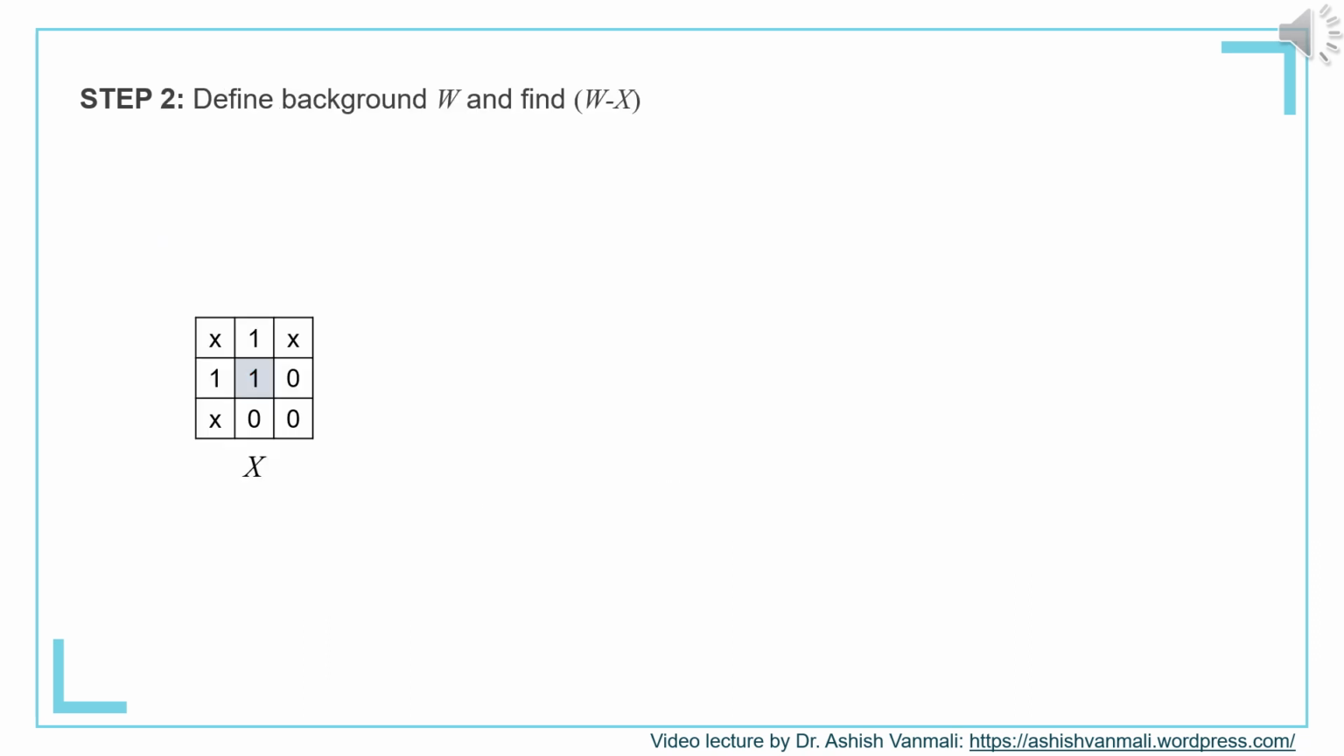Step 2 is to define the background W and find W minus X. What they have provided is X, which has some ones, zeros and some don't care conditions. The question is how to define W and how to find W minus X.